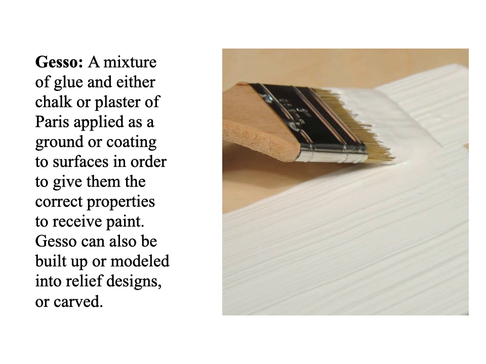Now, one thing that we're going to do, and this is actually one of your assignments for this week, is prepare the surface of our painting to be archival. And that starts with using a layer of gesso. Gesso is a mixture of glue in either chalk or plaster of Paris that's applied to a ground, so you're coating the surface to give it the correct properties to receive the paint. Gesso actually pH balances the surface of the paper, so it will make your paper sturdier.